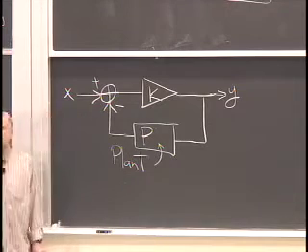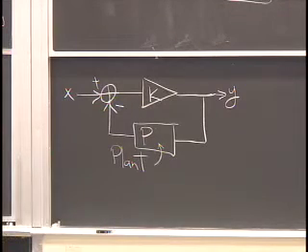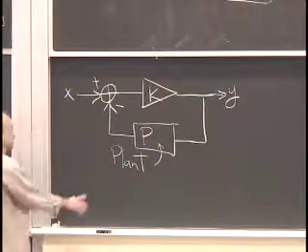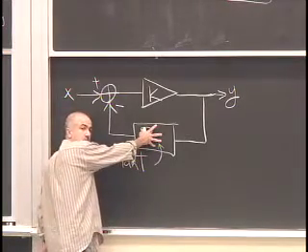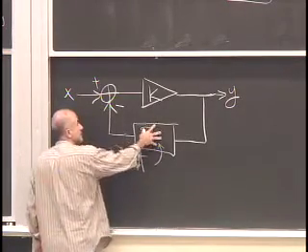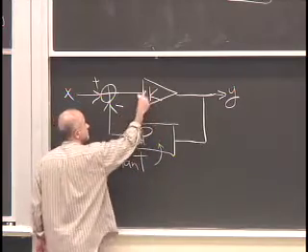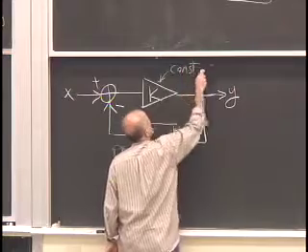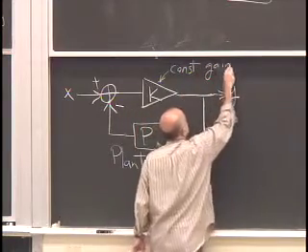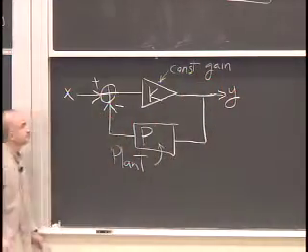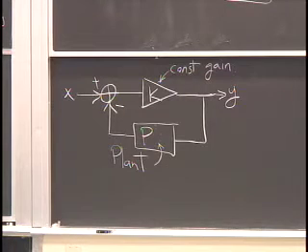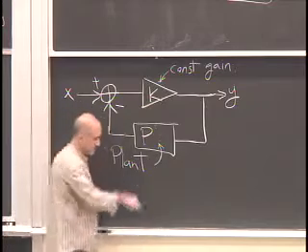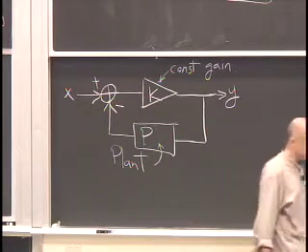Plant is something you really don't have a control over. The best you can do is model it. And so you stick a model of it right here in what you're designing. And you stick that model in this feedback configuration with K as a constant gain. Okay? What's the frequency response of this feedback configuration? Figure it out.